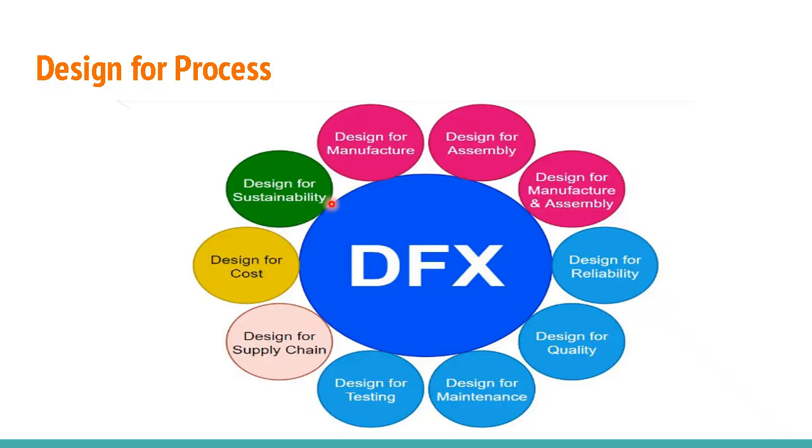So design for manufacturing considers manufacturing practices like material, machining process, and which assembly is there. Assembly is the location of connecting the parts. So in design for manufacturing, materials and assembly are selected, and it is combined to get design for manufacturing and assembly.